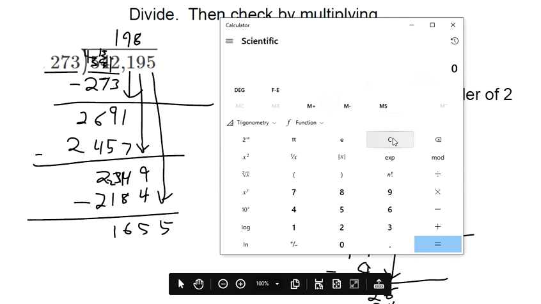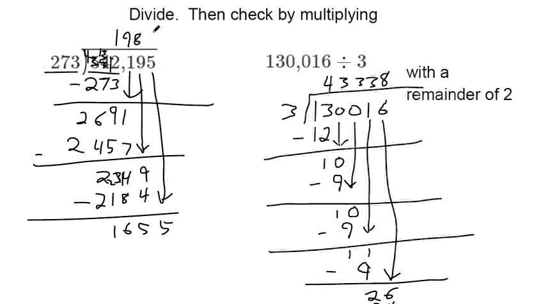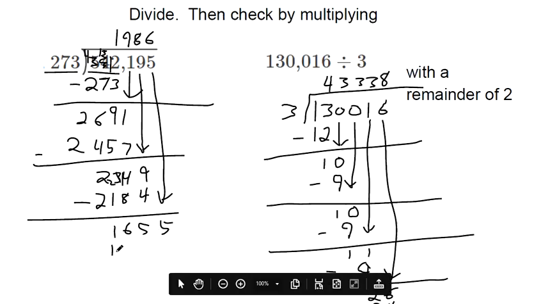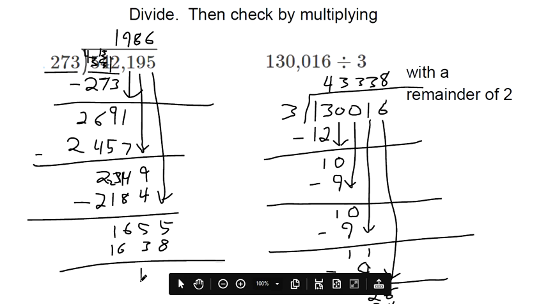Just takes longer when you got more digits, right? Having a calculator helps with guess and check. Oops. 273 times 6. There we go. 273, it fits in 6 times. So 273 times 6 gives us 1638. And then we got a remainder, okay? Got a remainder of 17 for this problem.